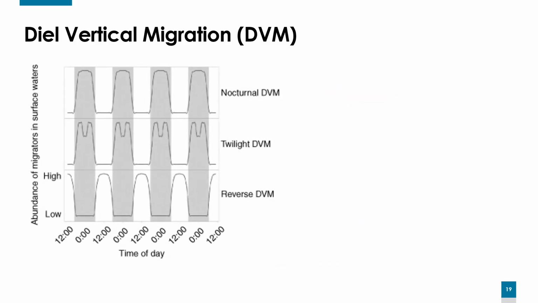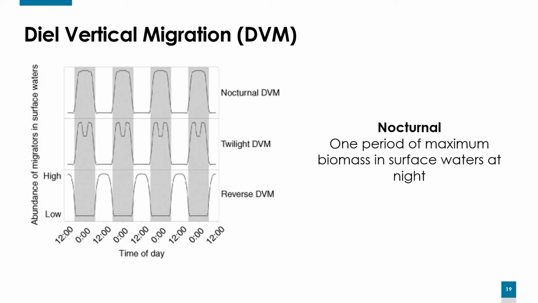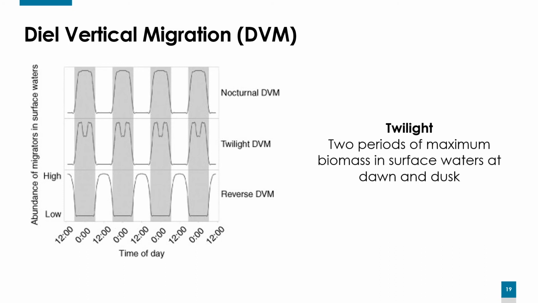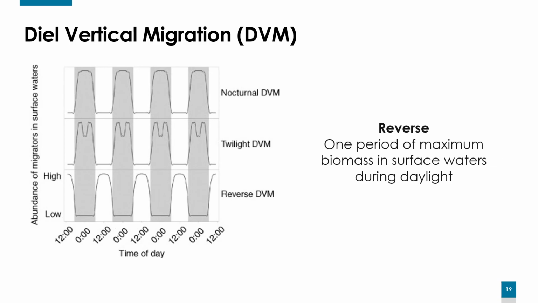There are different types of diel vertical migration. There's nocturnal, one period of maximum biomass in surface waters at night. There's twilight, with two periods of maximum biomass in surface waters at dawn and at dusk. And then there's reverse DVM, which is one period of maximum biomass in surface waters during the daylight.